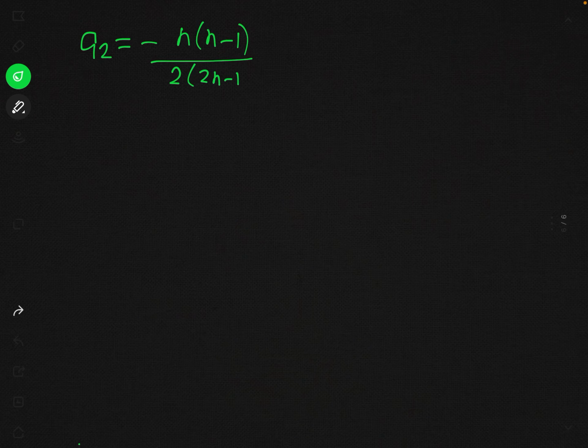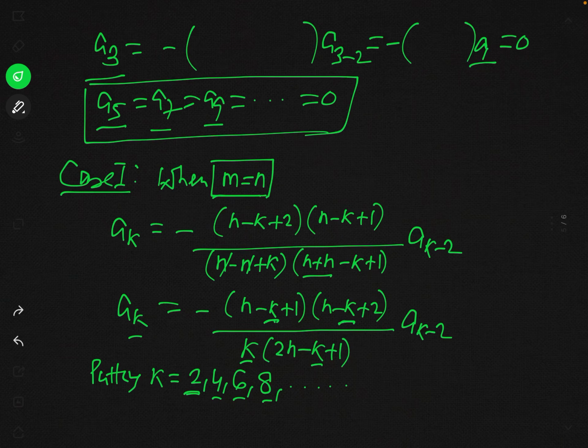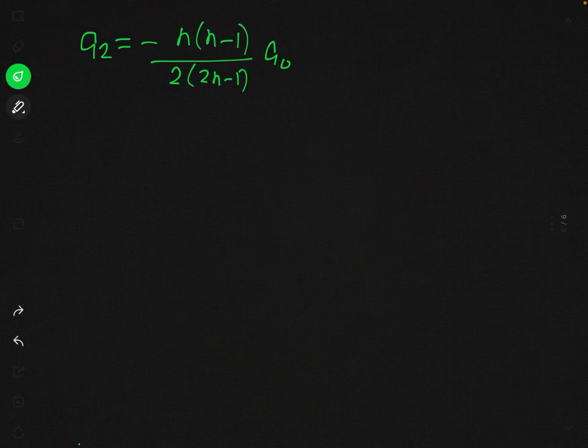So now you can write it. I am writing it. You have understood the idea, and now you can write this. So a2 will be what? You can see a2 will be minus n into n minus 1 over 2 into 2n minus 1 into a naught. Why a naught? Since we have taken k equal to 2, so 2 minus 2 will be 0, so this is a naught.